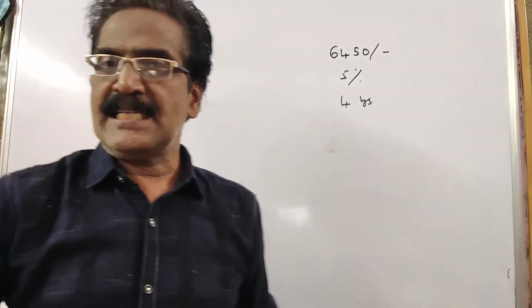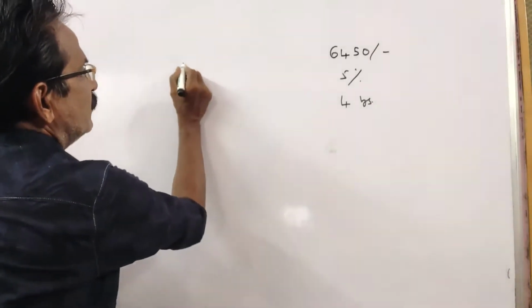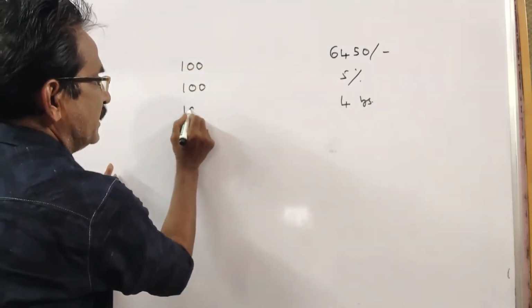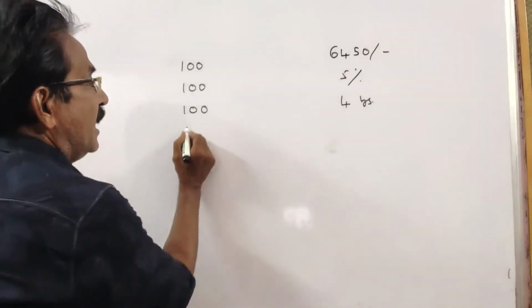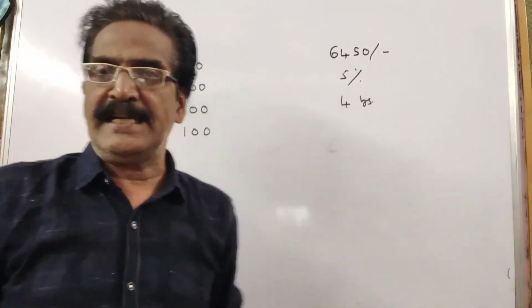See friends, let us say the annual installment is rupees 100. So at the end of the first year you pay 100, at the end of the second year you pay another 100, at the end of the third year you pay another 100, and at the end of 4 years you pay the last installment of rupees 100.